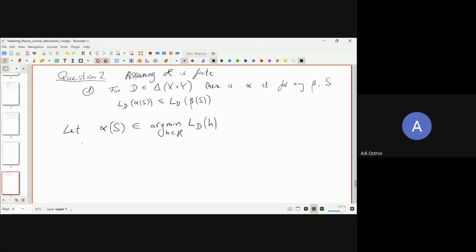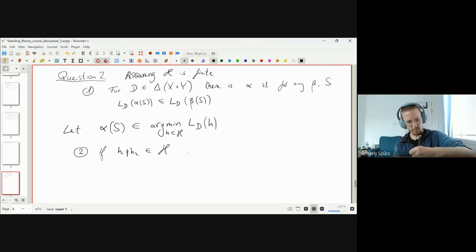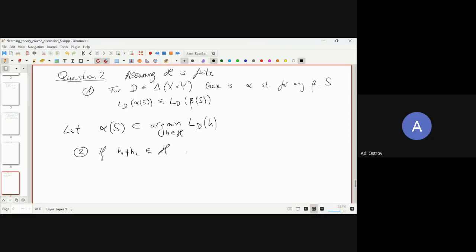And as for the second part of the question, we wanted to show that if we have at least two hypotheses in our hypothesis class, then for every learning algorithm, we can find a distribution for which it is not optimal. That means there's a better algorithm B with respect to this distribution.